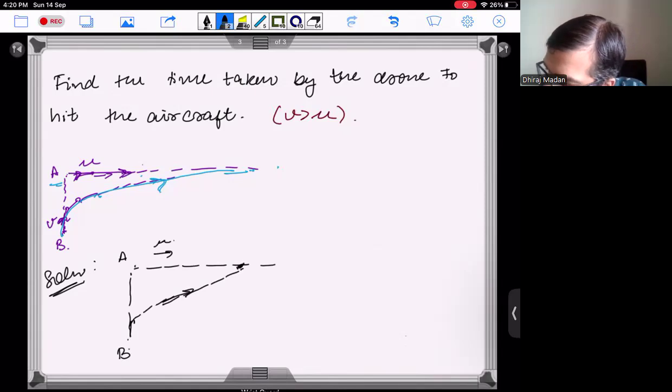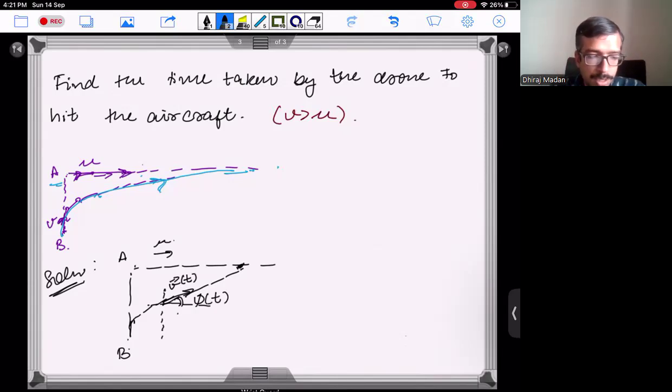So let us say, at any given point, let phi be the angle made by B with the x-axis. So this is the velocity u, this is the velocity v, and this velocity v will change with time. Let's say at time t it makes an angle phi(t) with the x-axis. Essentially this phi(t) will keep changing. So we need to find the time at which they are going to meet.